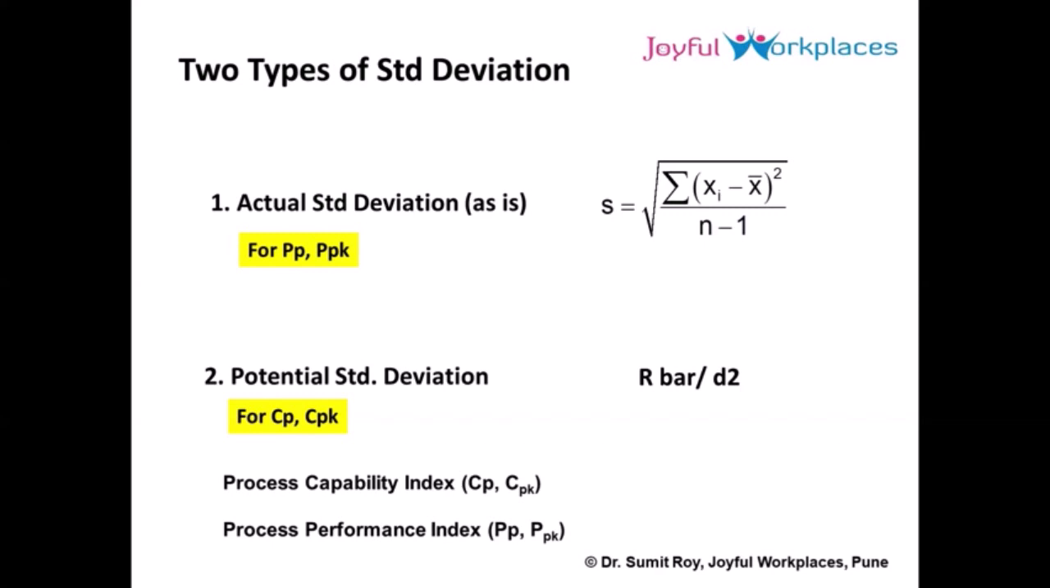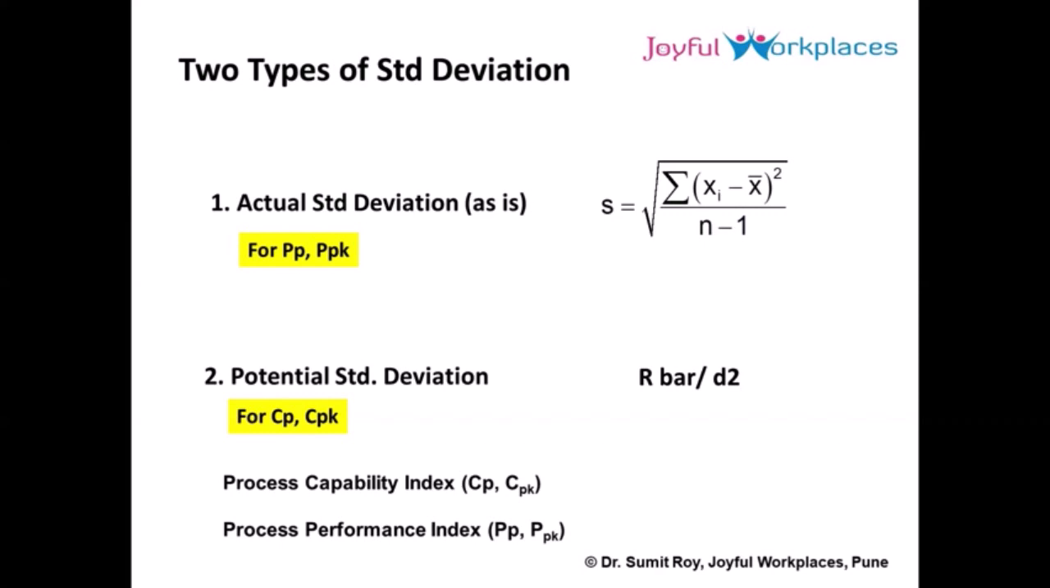For subgroup number 1, apart from the average, you can also calculate the maximum dimension minus the minimum dimension, that is the range. So how many ranges will you get? Because you have 25 subgroups, you will get 25 ranges. Take the average of all the ranges. We call it R bar.